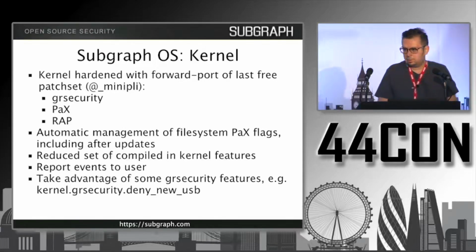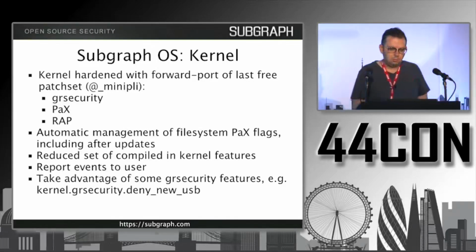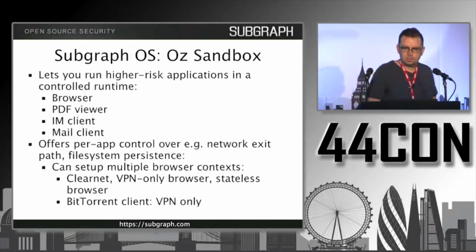Kernel events that are interesting, especially kernel events that are reported by GR Security, we try to capture those and report them to the user. And we try to take advantage of other features in GR Security, and there are many. But one noteworthy example is deny new USB, which we use to optionally lock the USB port while the desktop screen is locked. We wrote a little utility that monitors the state of the desktop and locks the USB ports when the desktop is locked.